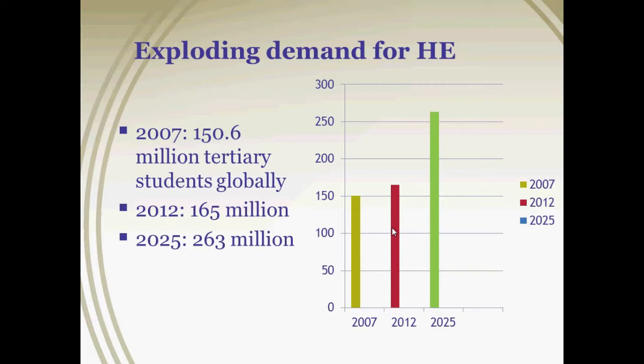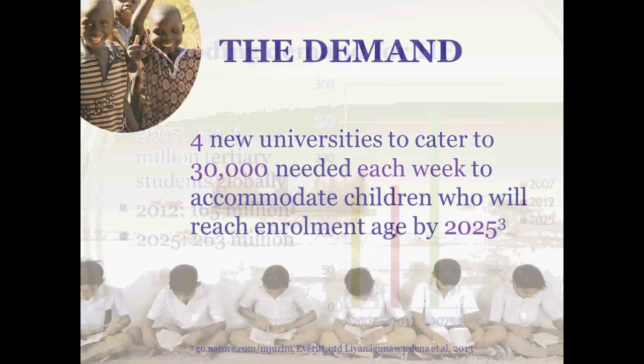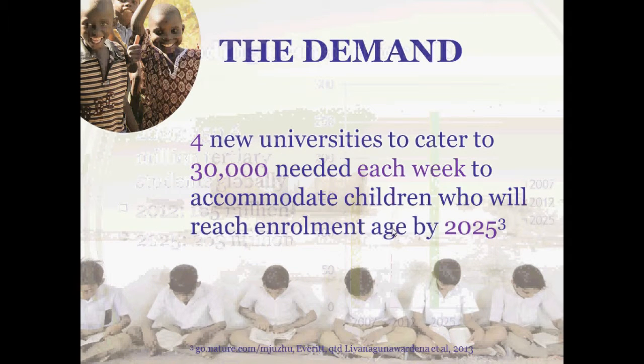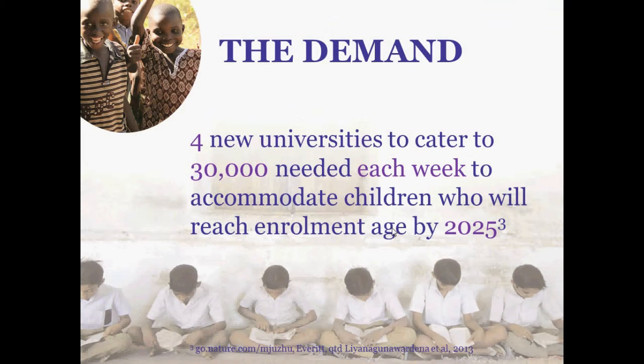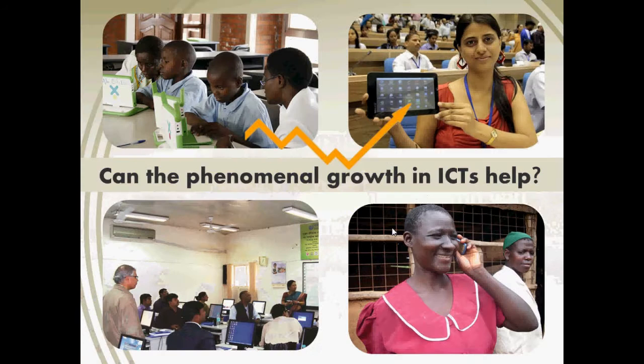Now, what does this mean in real terms? If we are to accommodate the children who will reach enrollment age between now and 2025, we will need to build four new universities every single week with a capacity of 30,000. Now, is this a realistic option? In which ways can technology help?